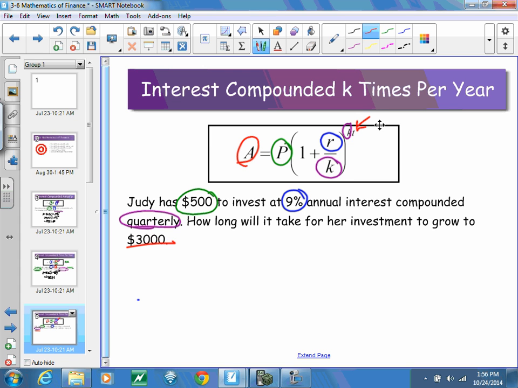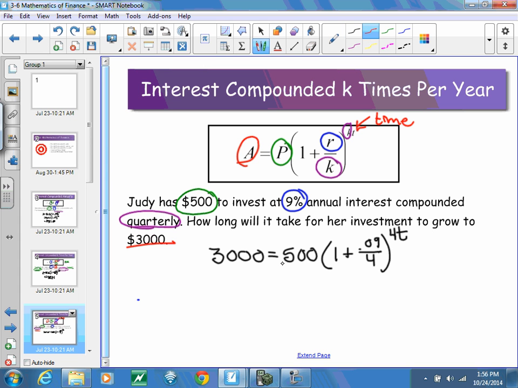Ultimately, what we are solving for is how long will it take, so we're looking for how many years. So as I plug everything in here, I'm going to get 3,000 is equal to 500 times (1 plus 0.09 divided by 4) to the power of 4t. Now what we have here is an exponential function where we're solving for our variable that's up here in our exponent. So we're going to have to use logarithms to solve that.